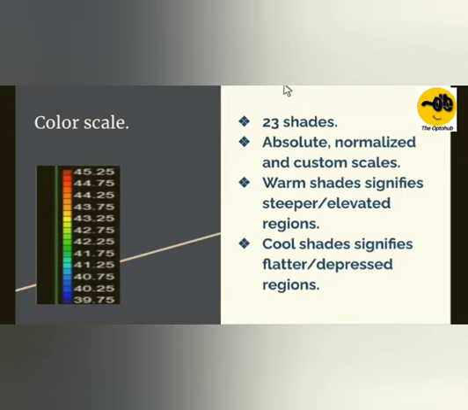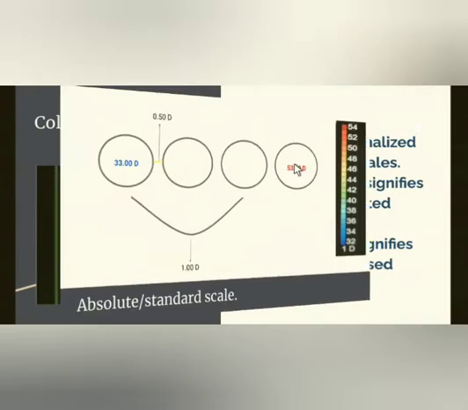But when we see over here, all the topographer machines have got their own scales. There are basically three scales. One is something known as an absolute scale. Second is something known as a normalized scale, and third is something known as a custom scale. So what all these terms mean, we will talk about now.